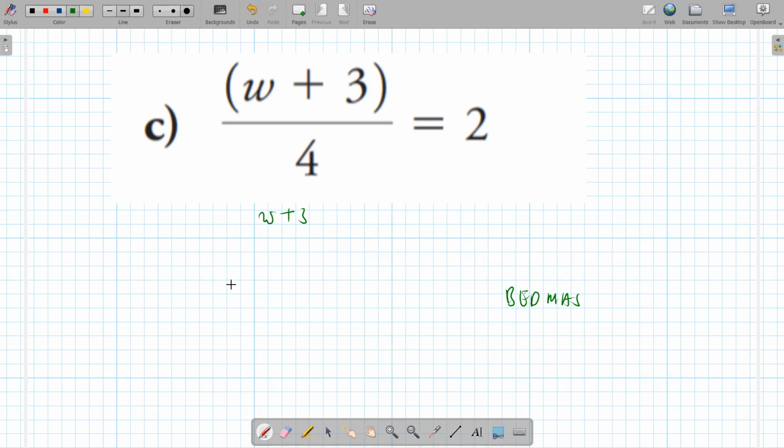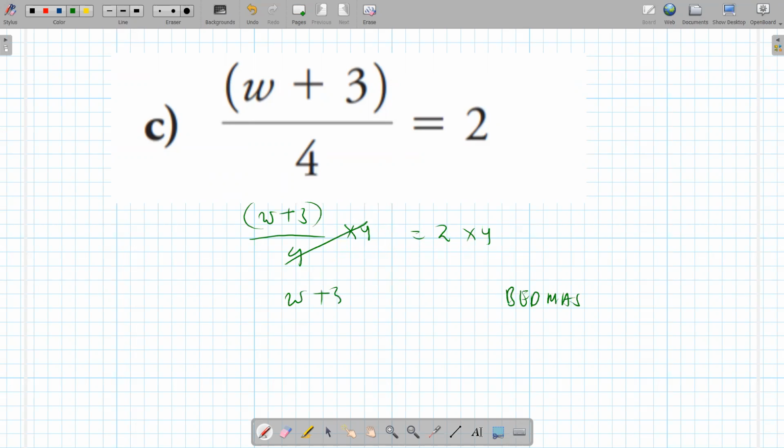So what do you do on both sides? Multiply by 3. Not 3, no. What's being divided? You always do the opposite, right? This being divided by 4, you multiply by 4. You always multiply by the denominator? Yeah. If it was being multiplied, you divide. You do the opposite thing, always by the denominator.